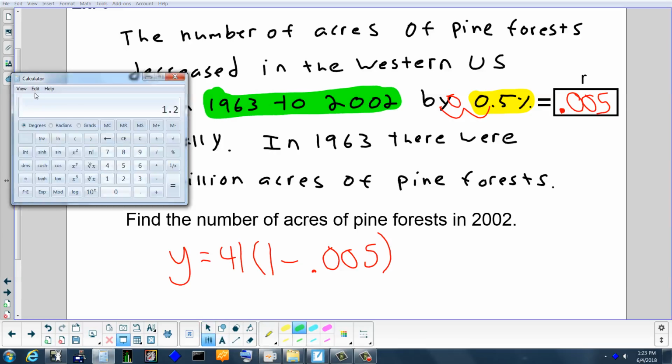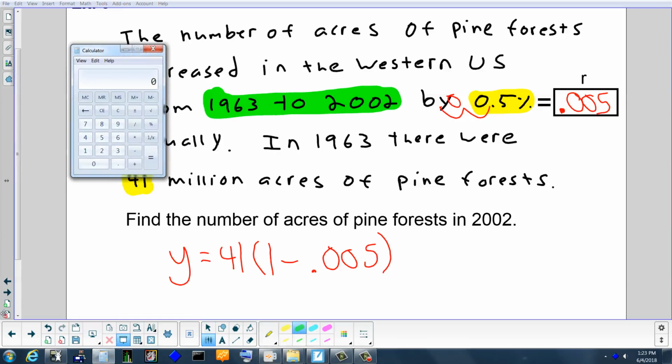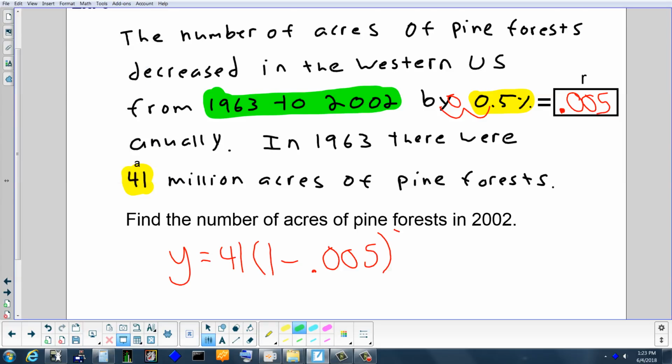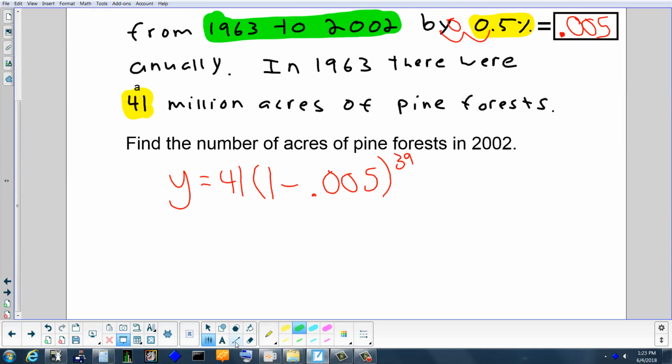So I got 1963 and I got 2002. How would I figure out the amount of time that's gone by? Exactly. Let's check it out. It was 39 years. So remember, we're putting 39 as an exponent.